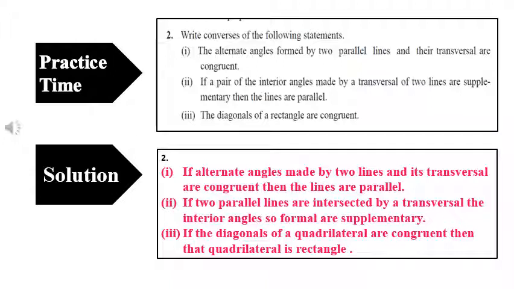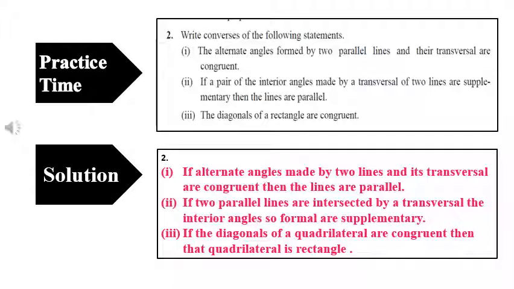Second one: if a pair of interior angles made by a transversal of two lines are supplementary, then the lines are parallel. Again I will change. If two parallel lines are intersected by a transversal, the interior angles so formed are supplementary. Understanding? Whatever they give us in the question, we are just conversing it, writing it in another format, reversing it. The meaning is still the same.